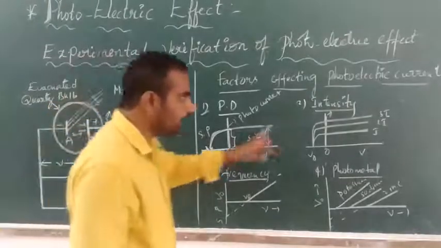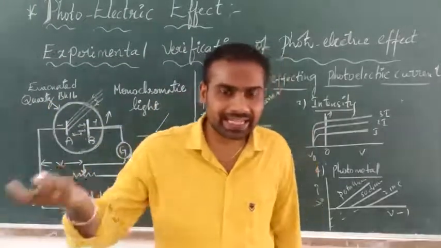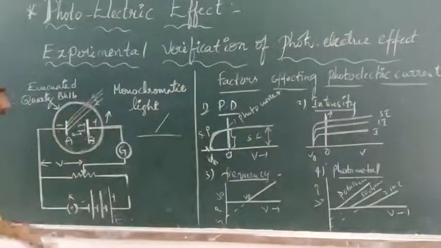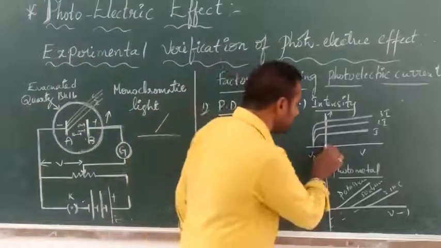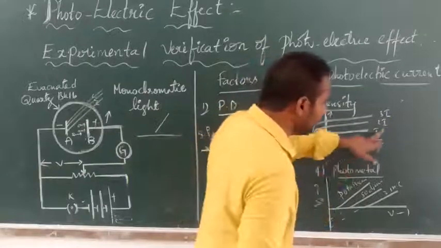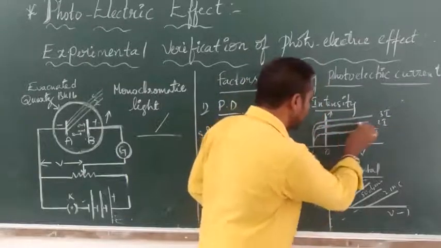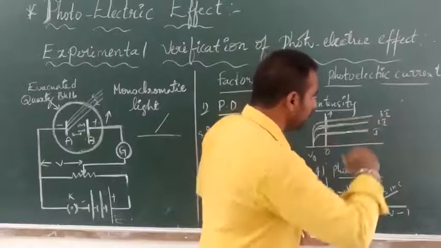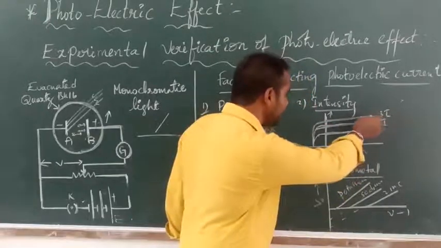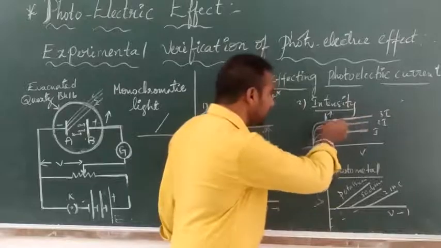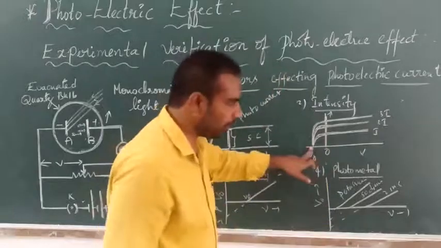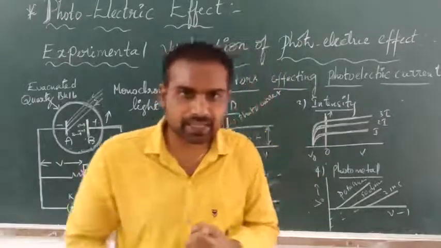Now, the second one, we have intensity. As the intensity of the incident light increases, what happens? The current will increase. If the intensity is doubled, the current will be doubled. If it is increased three times, the current also increases three times. But there is no change in stopping potential. Stopping potential is the same for the same metal surface.